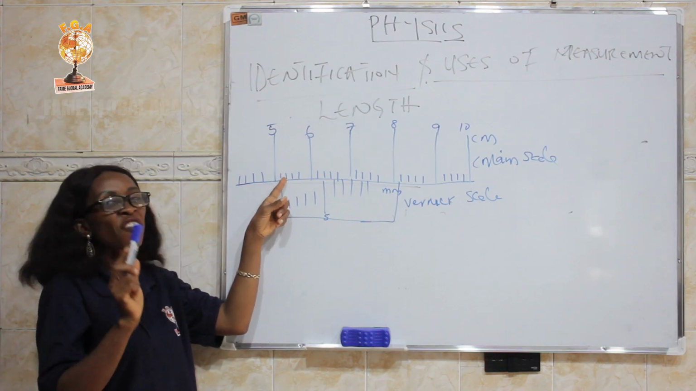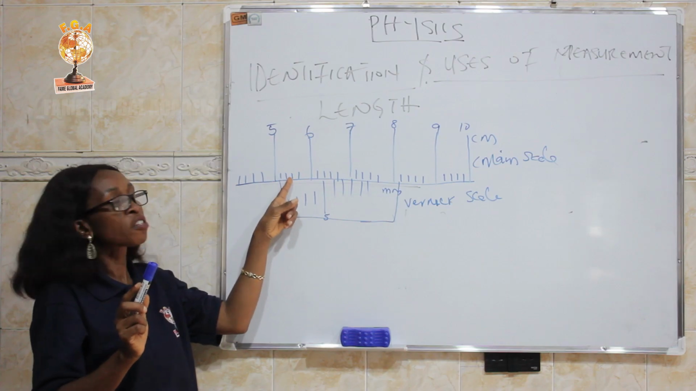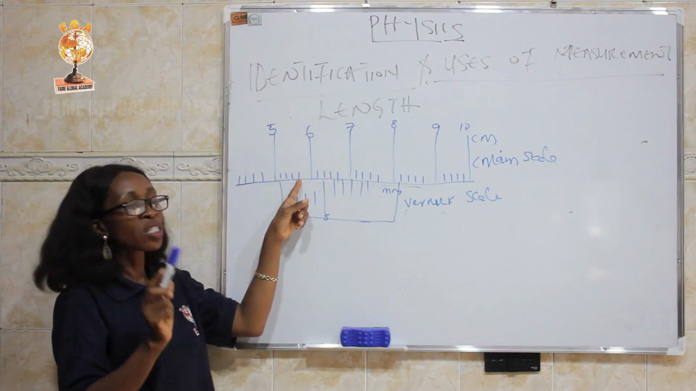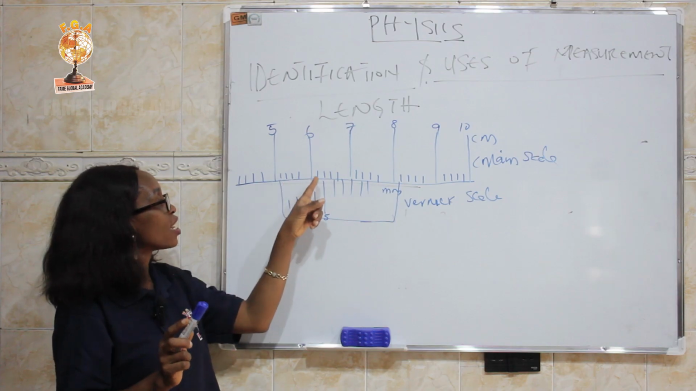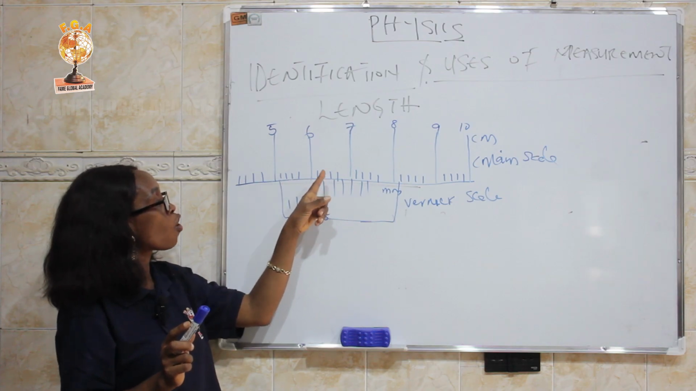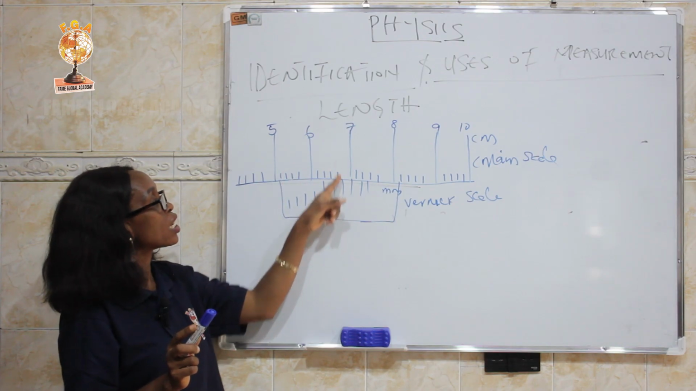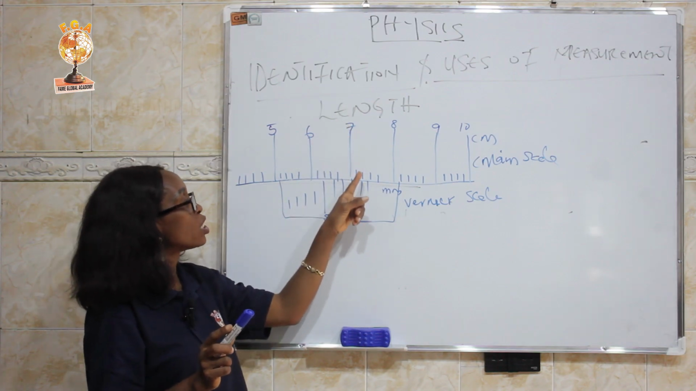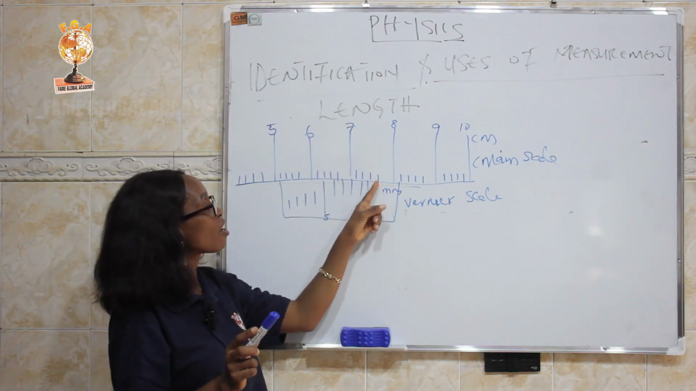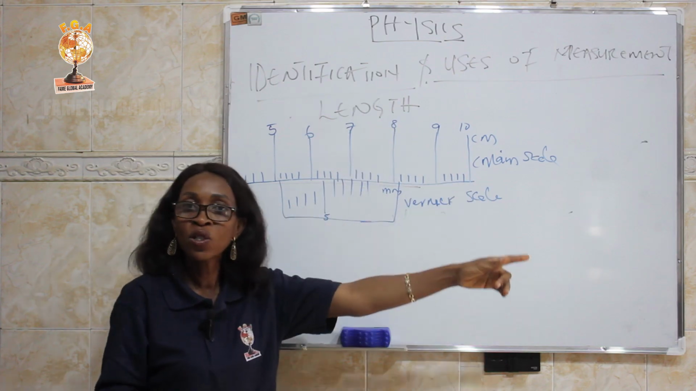The next one is 5.4. The next one is 5.6. The next one is 5.8, and then 6. Then 6.2, 6.4, 6.6, 6.8, 7, 7.2, 7.4, 7.6, 7.8 to the ending.